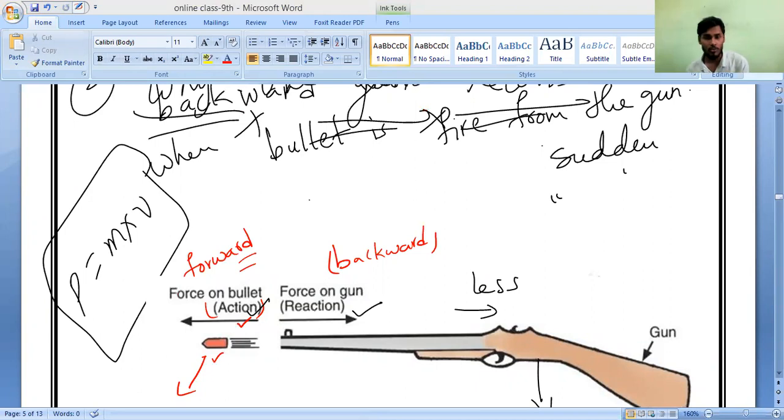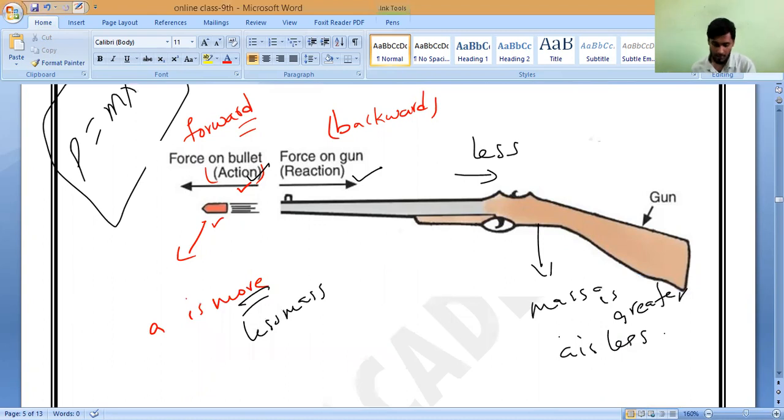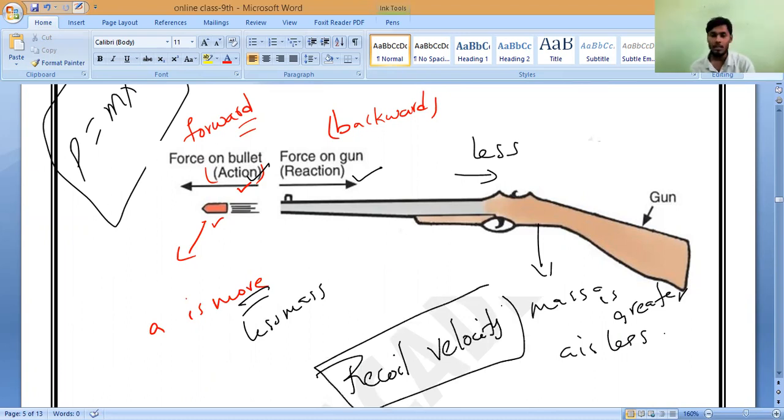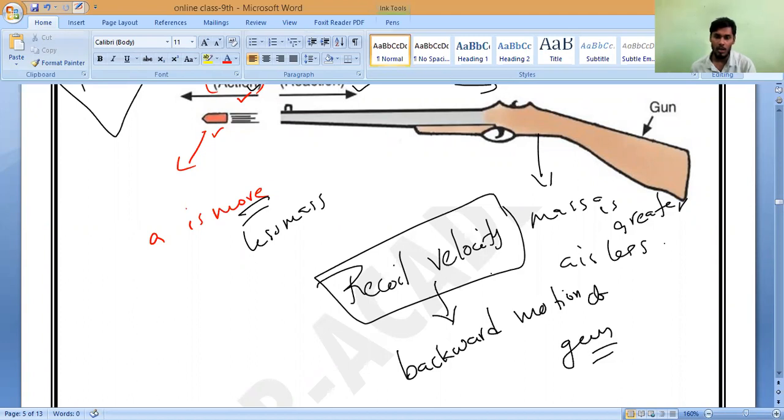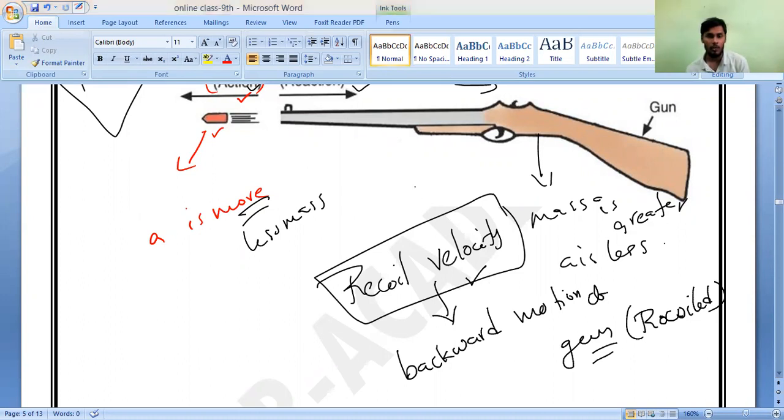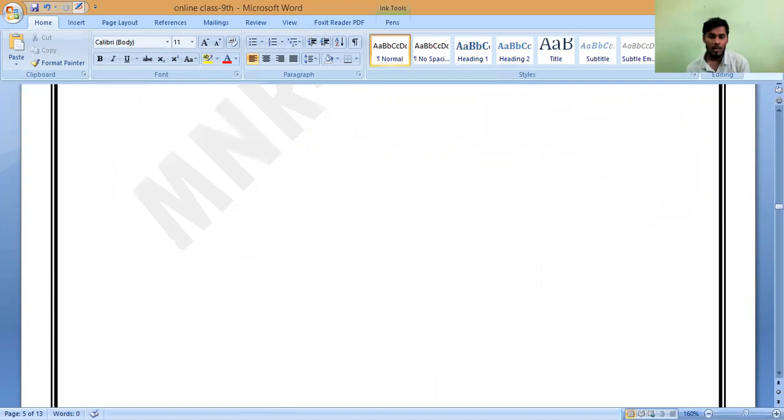That is what we call recoil, or recoil velocity. What should we call it? Recoil velocity. In numericals, we will use recoil velocity only. Do you all understand? Recoil velocity means the backward motion, the jerk of the gun. The motion of the gun is called recoil velocity, or we can say the gun recoils. Are you clear? This is the second example. Let us go for the third example.